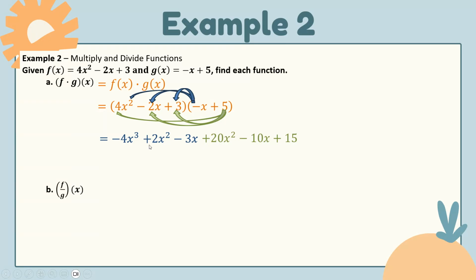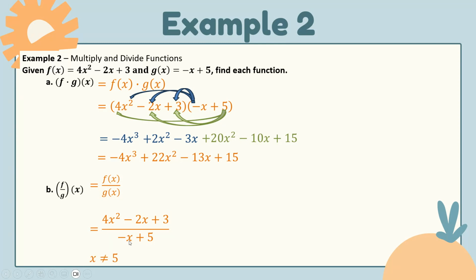Lastly, we will combine like terms. We have a 2x squared plus 20x squared that we combine, and negative 3x minus 10x that we also combine. To divide the polynomials, f divided by g of x is equal to f of x divided by g of x. So we get 4x squared minus 2x plus 3 all over negative x plus 5. Now remember, we cannot divide by 0. So if you were to put in 5 for x, negative 5 plus 5 would be 0. So x cannot equal 5.